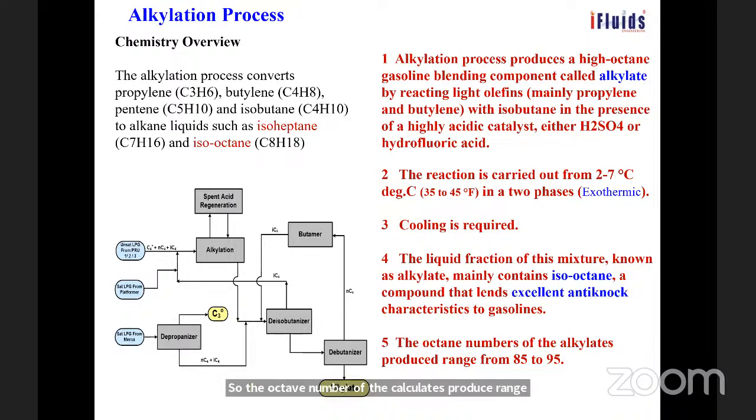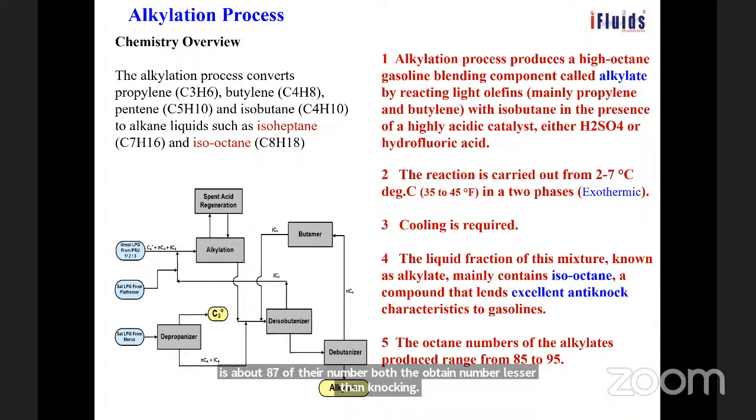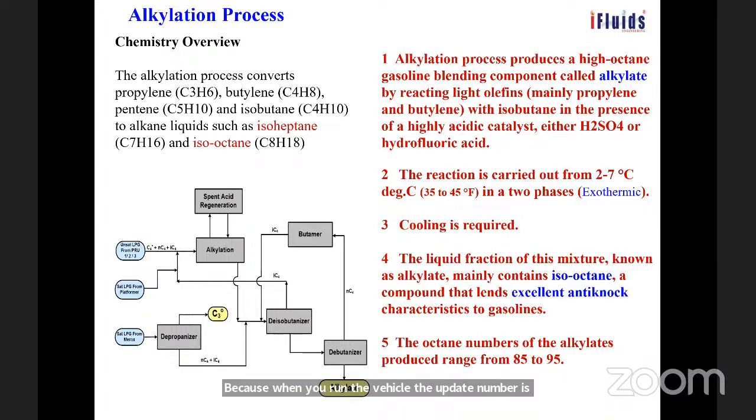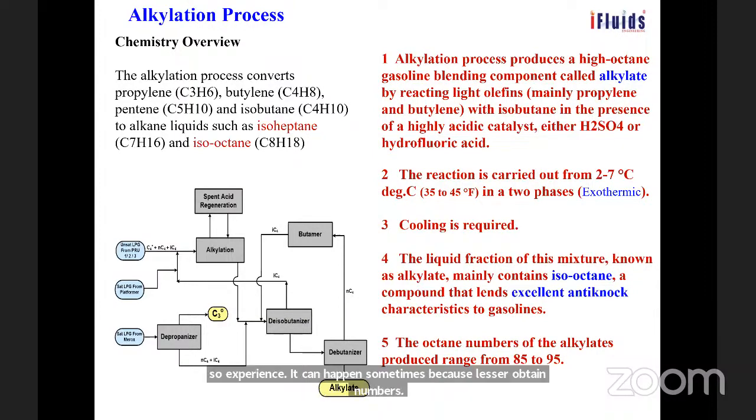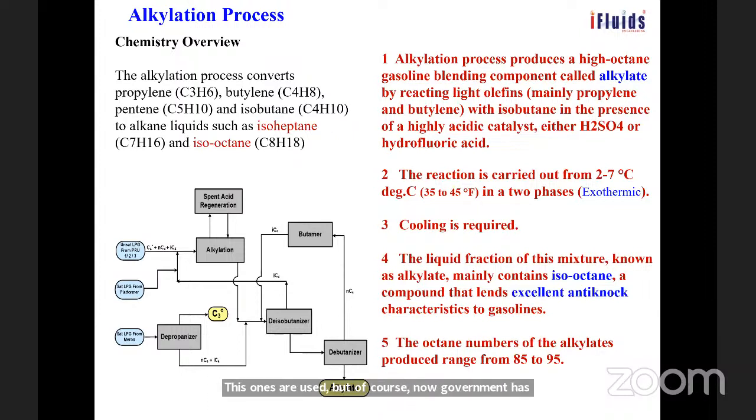Now I'll tell you something about the octane number. The petrol you get in the market is about 87 octane number. The higher the octane number, the less the knocking. Because when you run the vehicle, if the octane number is low, the engine finds it difficult to function, so you get the knocking. Many of you who are driving must have experienced it. It can happen sometimes because lower octane numbers are used. But of course, now the government has put restrictions, so they cannot sell lower octane number fuel. This is the importance of octane number and its connection with anti-knocking.